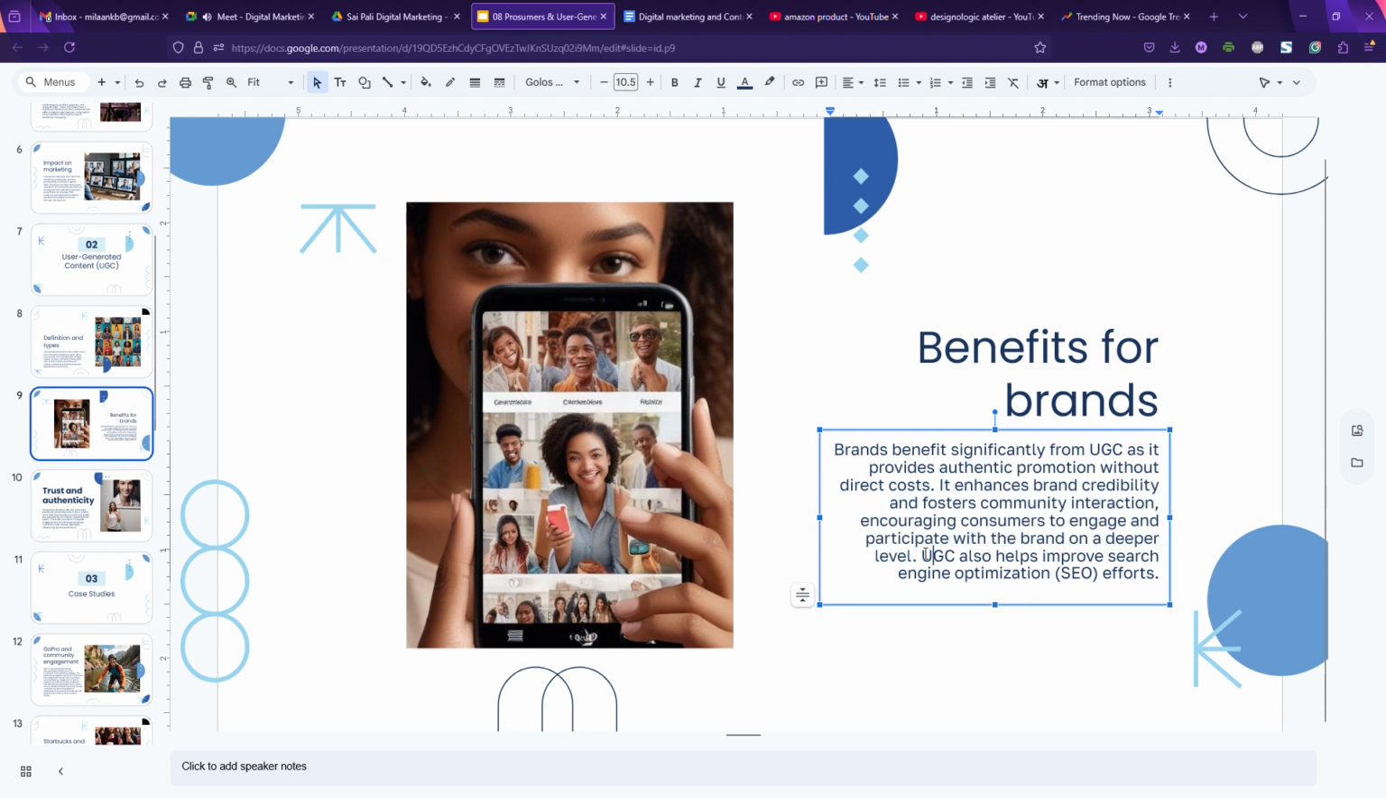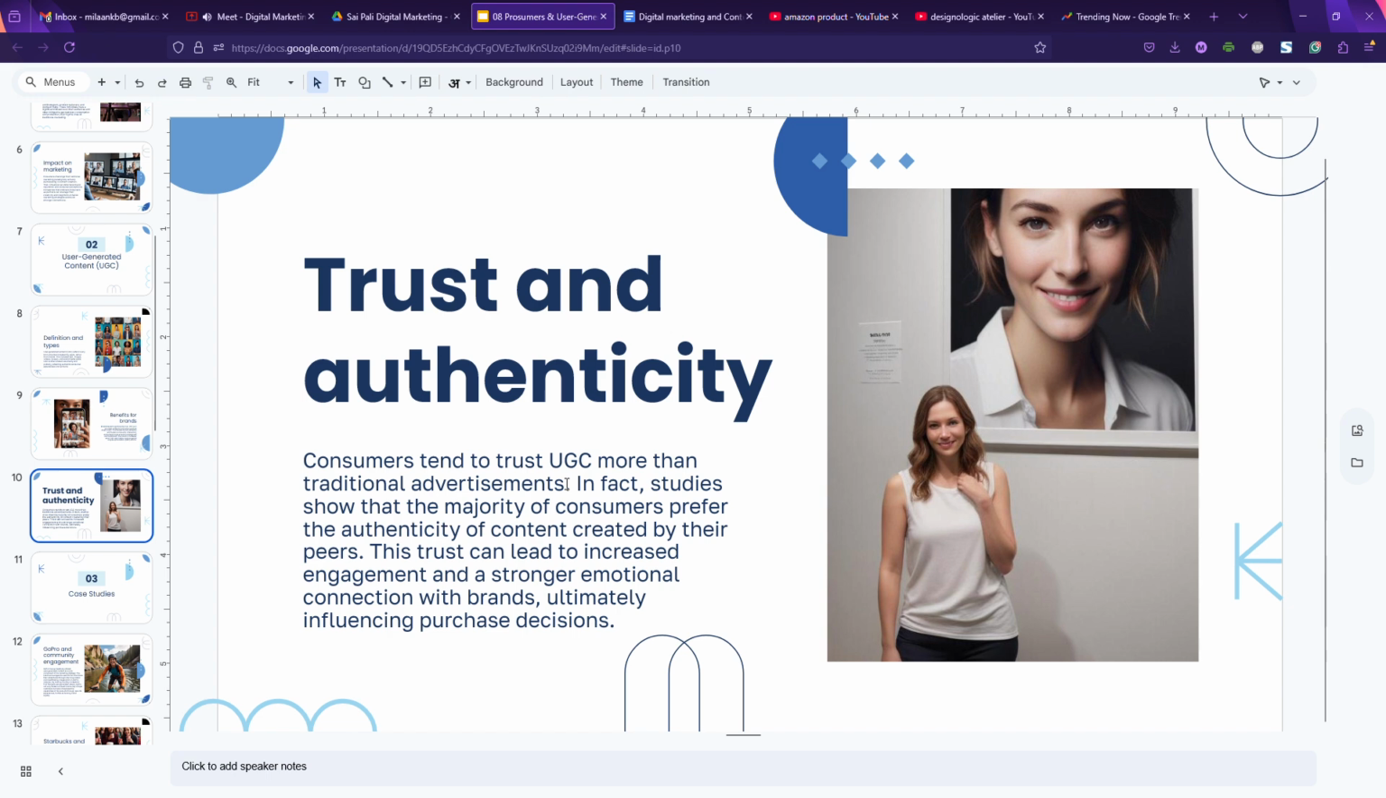So UGC also helps improve search engine optimization efforts. The brand has to do search engine optimization and spend millions on it. But if prosumers are actively doing it, then that saves their budget, and rather, half of that budget they can give to their prosumers. So trust and authenticity.